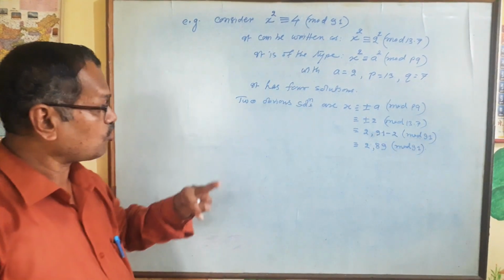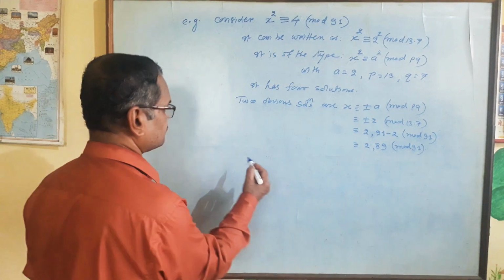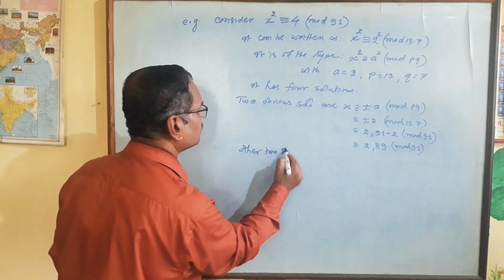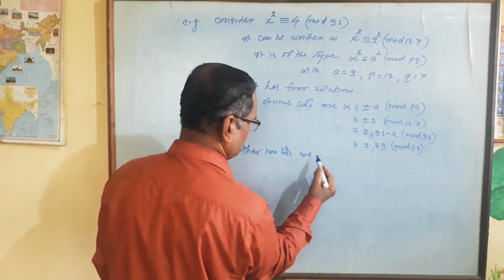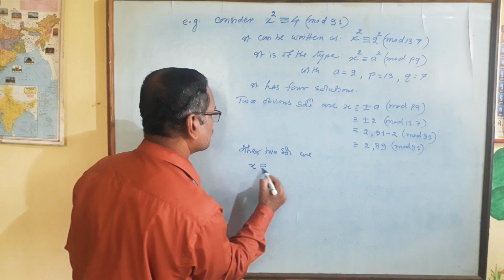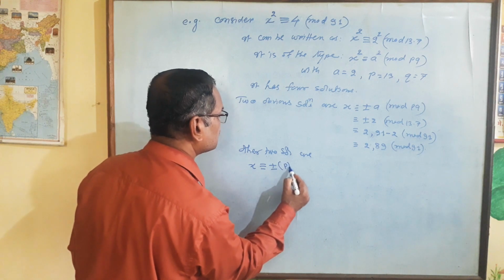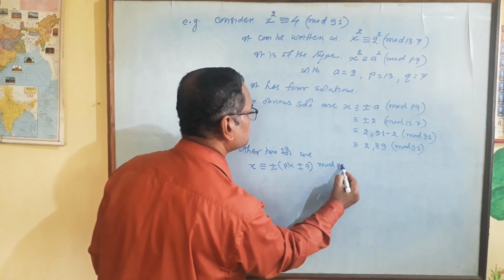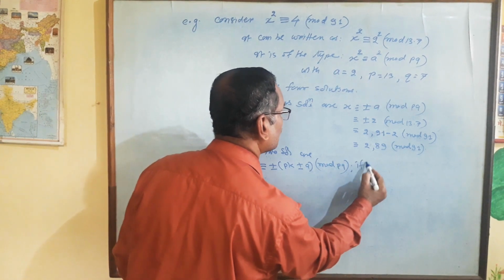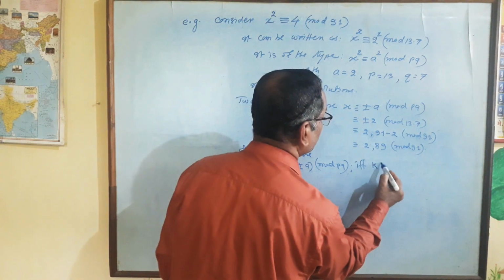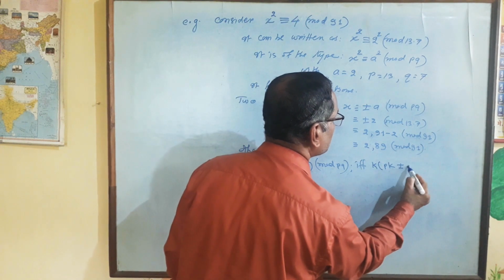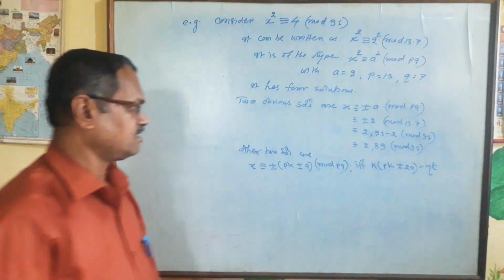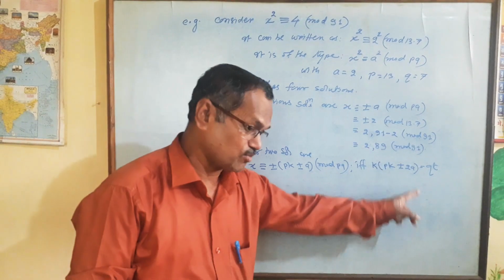We have to find 4 solutions. These are the 2 solutions. The other 2 solutions are given by this formula: x is congruent to plus minus pk plus minus a mod pq if and only if k into pk plus 1 here is 2a is equal to qt. We have to memorize this formula.